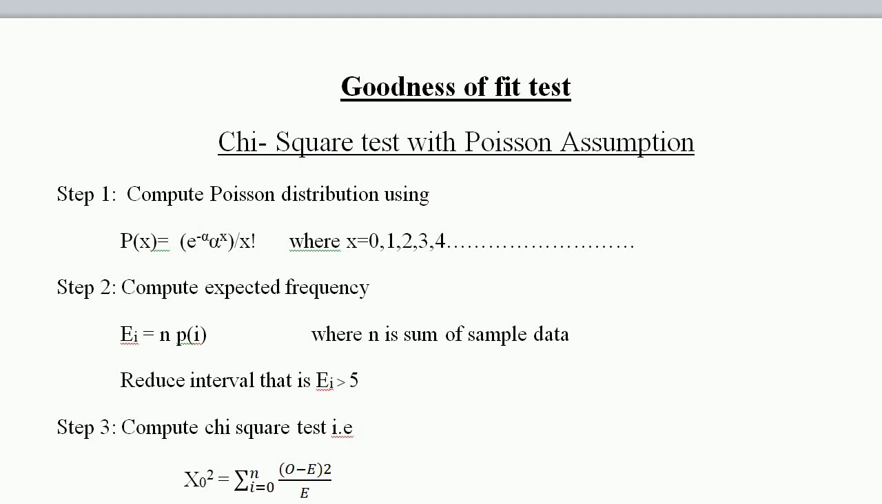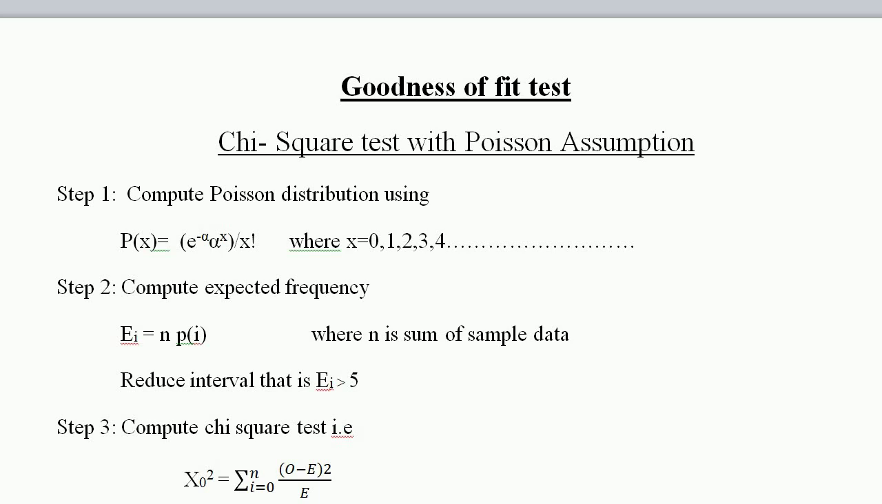In step 1, compute the Poisson distribution using the formula p of x equal to e to the power minus alpha, alpha to the power x divided by x factorial, where x equals 0, 1, 2, 3, 4 and so on, the values that we are going to take. That is, the integer numbers that we are going to take here.